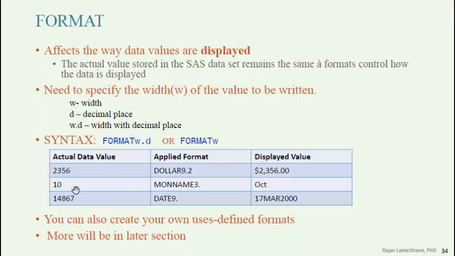For date and month also, there is another format called monname3. Monname3 means it can write the month name in a width of 3. So if the month is 10, it means October. And if you have the date9 format, it can represent the date in this format. So how do you get this? This is the total number of days. The date is a SAS date value, the total number of days from January 1st, 1960 until 17 March 2000. That's why the date is represented in this way. But datetime format will be discussed later.